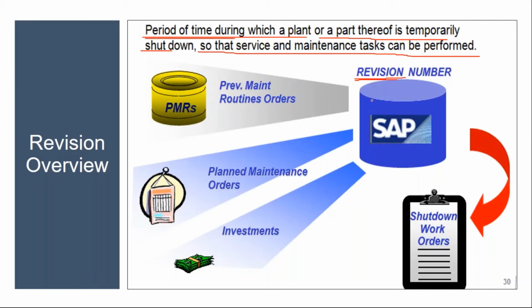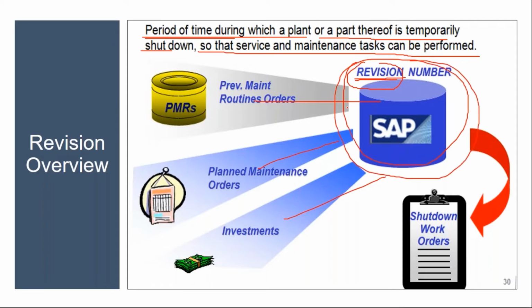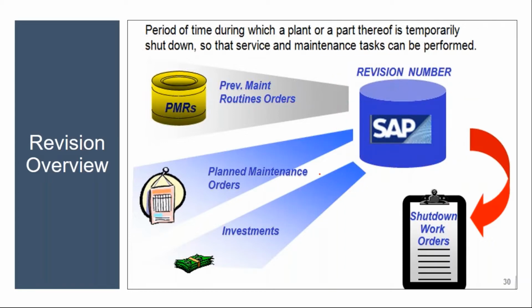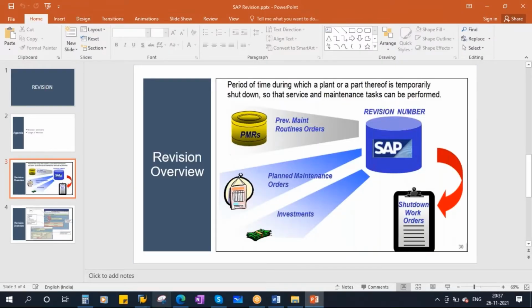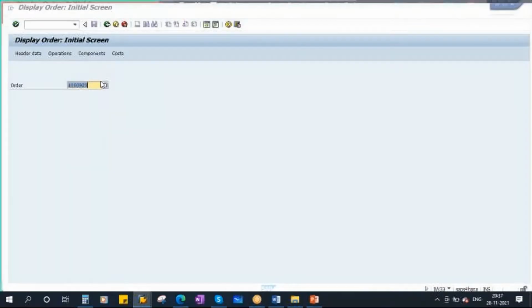Now during that revision period, whatever orders they create, for those orders they will assign the revision number. So that is the use of the revision. And then to take a report of all the maintenance activities performed during that period, that revision number will be used. I will show it in the system. So let's first create the revision. I'll log into the system.